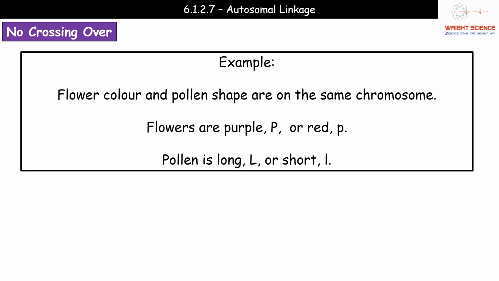If we have a look at this as an example then, because again, it's easier sometimes with genetics to look at examples to be able to visualize what's happening. What we're going to have a little look at in the world of plants is flower color and pollen shape. Now, the genes for flower color and pollen shape are located on that same chromosome. And flowers will either be purple or red. So purple is given the capital P and red the lowercase p. And the pollen grains will either be long, capital L, or short, lowercase l. So they're the options: purple or red flowers, long or short pollen grains. Both of the genes on the same autosome.